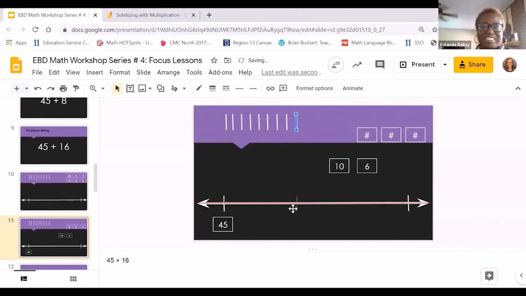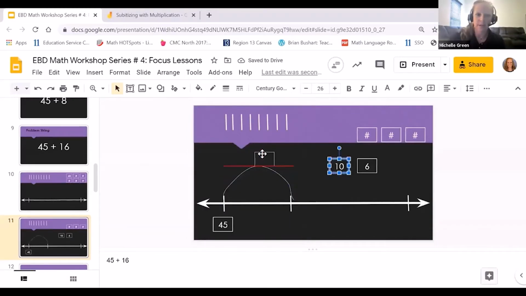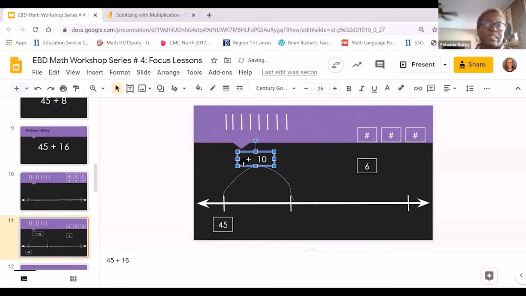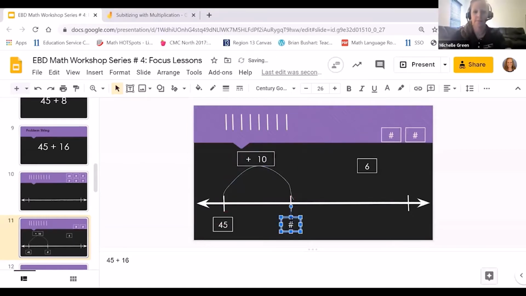Yes. So add this right here to the number line. And when we added the 10 right here, what did you get to when you added the 10? 45 plus 10 is 55. Okay, so we got 55 right here. Yes. And then tell me what happened next.